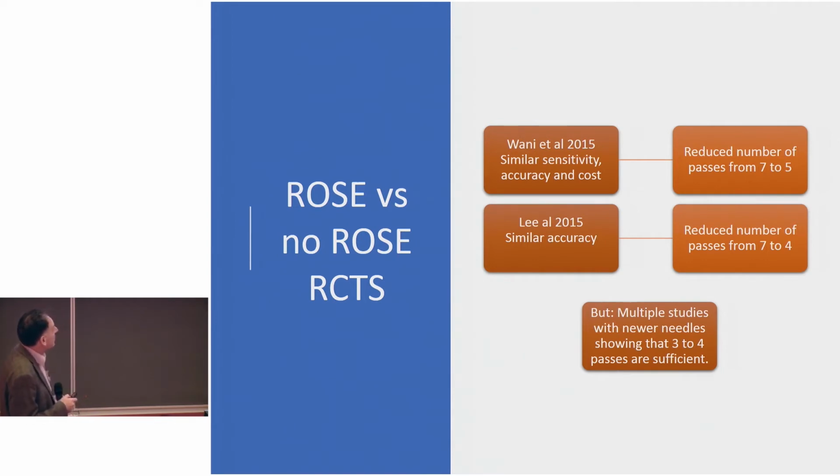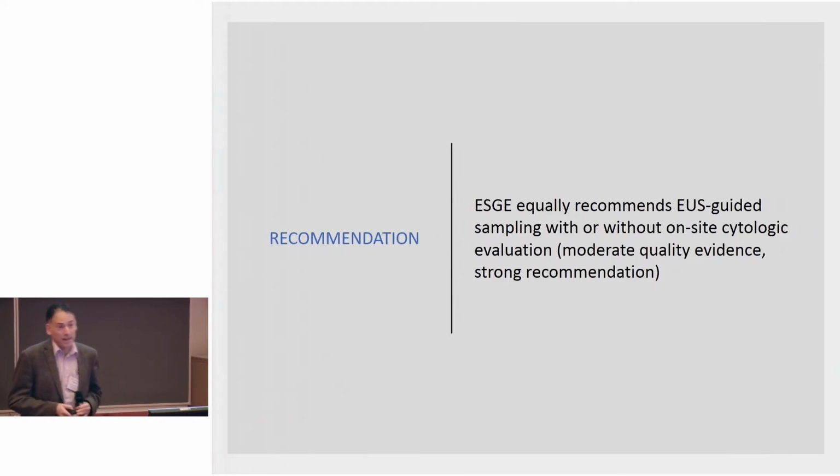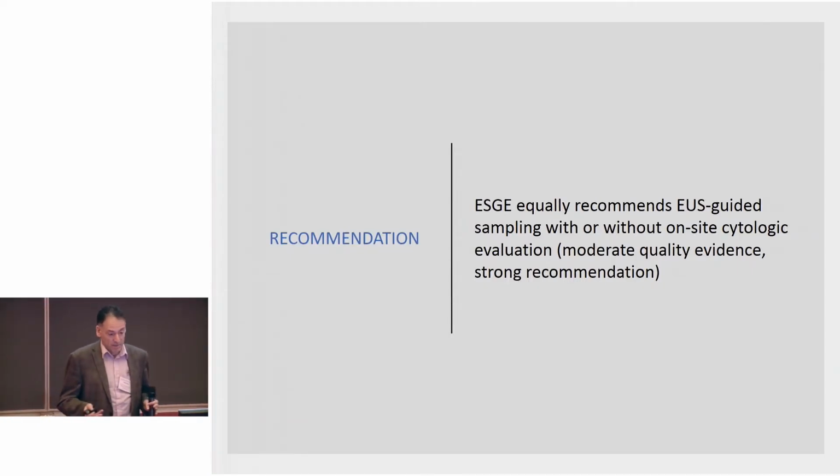I think we've already discussed this. So you could have fewer passes with rapid on-site evaluation, but the sensitivity and specificity and accuracy were very much the same, as was the cost. And we have already seen that recent studies have shown that 3 to 4 passes are generally sufficient anyway, whether or not you use ROSE. And because of that, the ESGE guidelines didn't really make a recommendation on the use of ROSE. You could, or you may not use it, depending on what your centre likes to do.